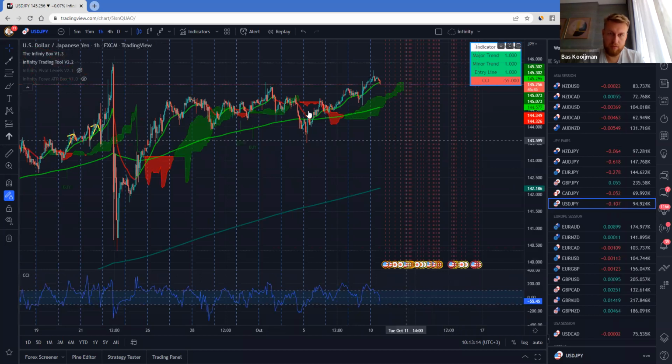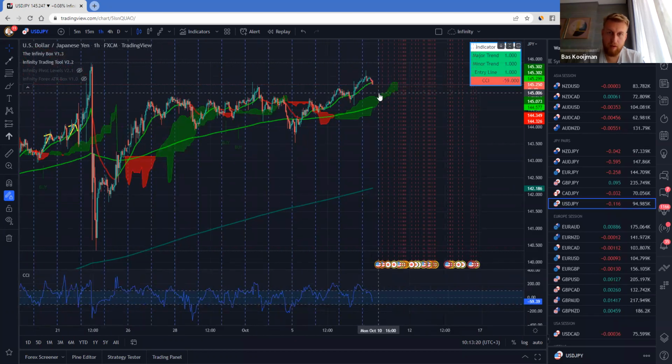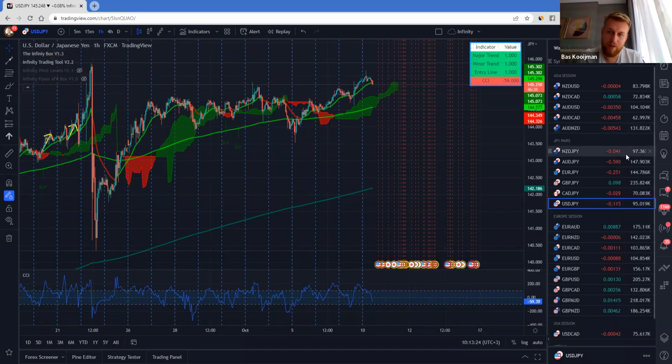So nothing much to see. Now, USD JPY in general is going up. So maybe here we have a pullback now and then to continue grinding up. That is unclear. But it's very, very nice to see.